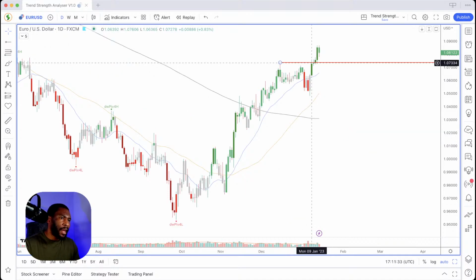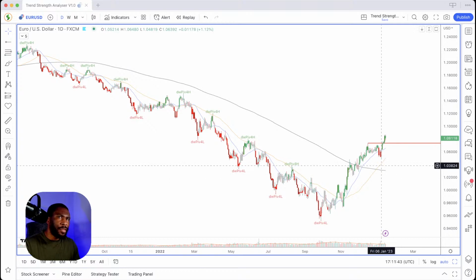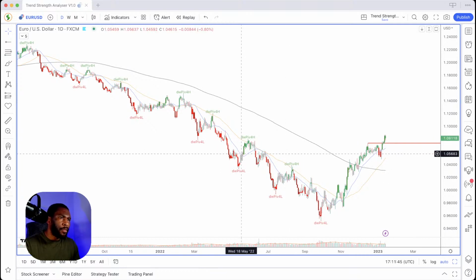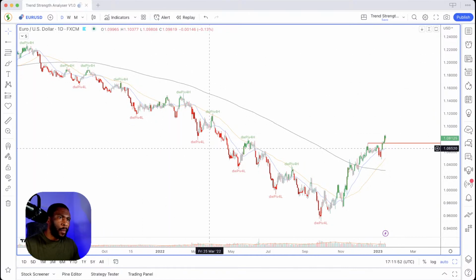We had a fake breakout on the 9th and 10th of January, but on the 11th we had a break and close, and then the following day price moved further to the upside. So potential continued strength for the euro dollar, because prior to this bullish move, the trend was down, forming lower lows and lower highs.